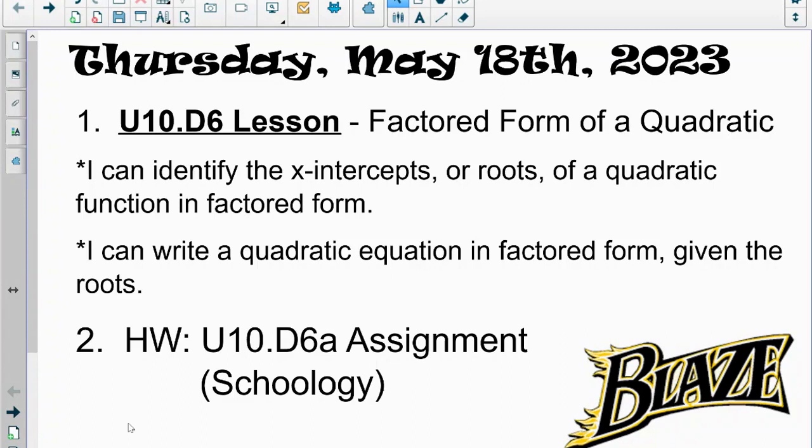Our goals for today are to identify the x-intercepts, also called roots, of a quadratic function in factored form, and also to be able to write a quadratic equation in factored form when given the roots.